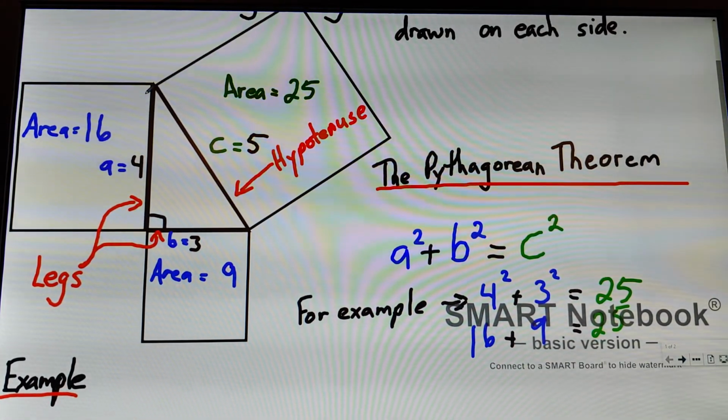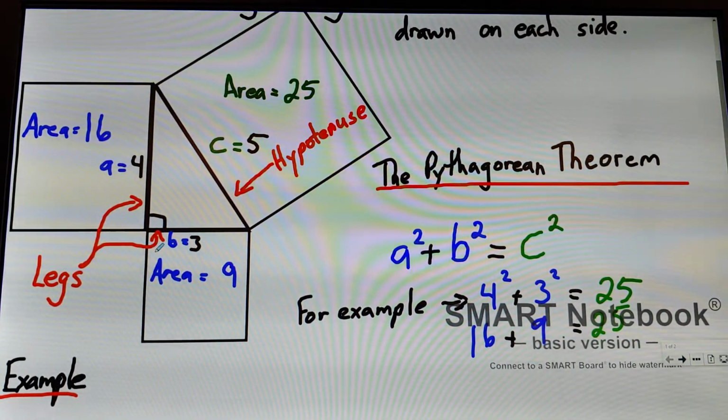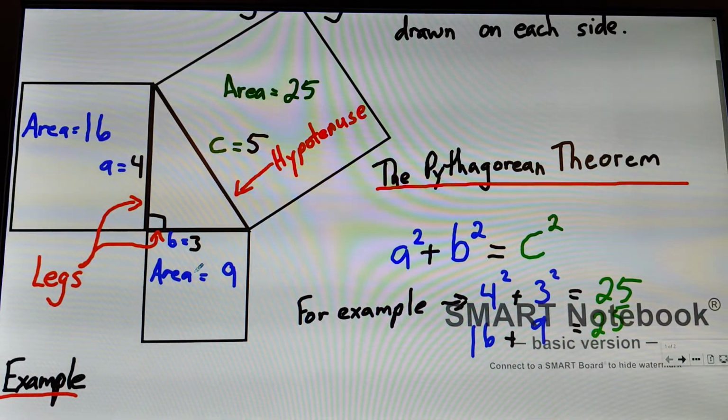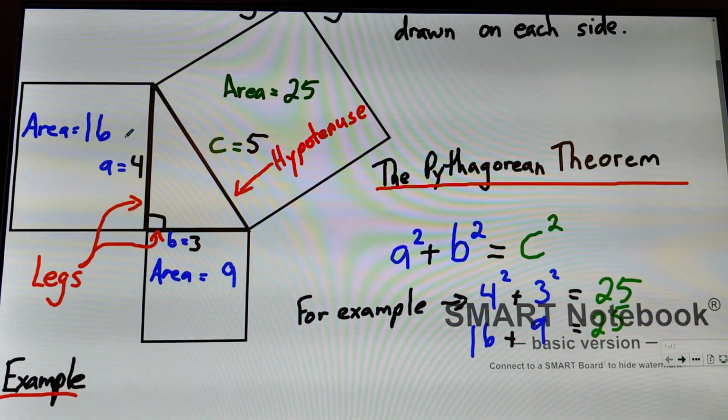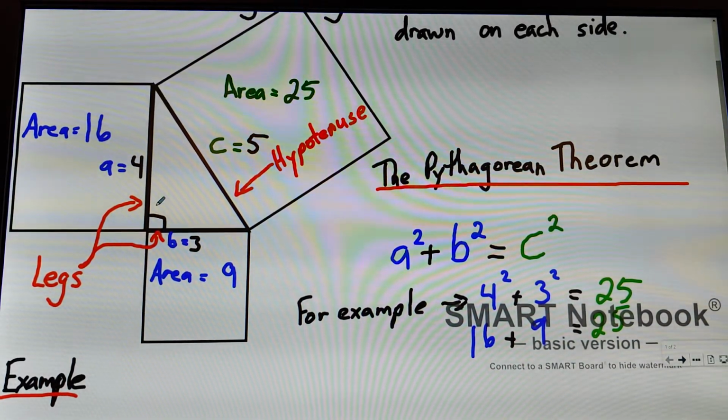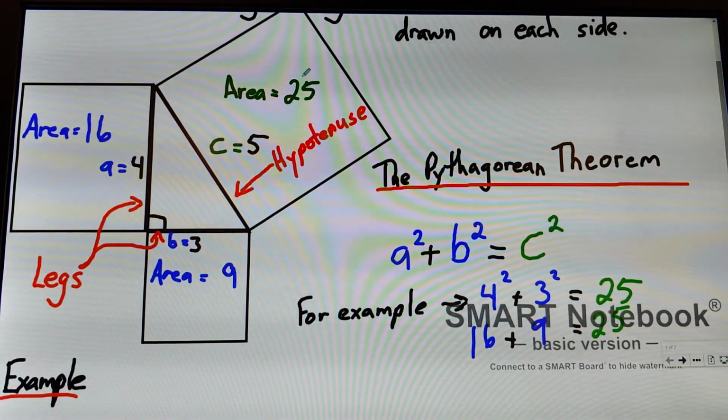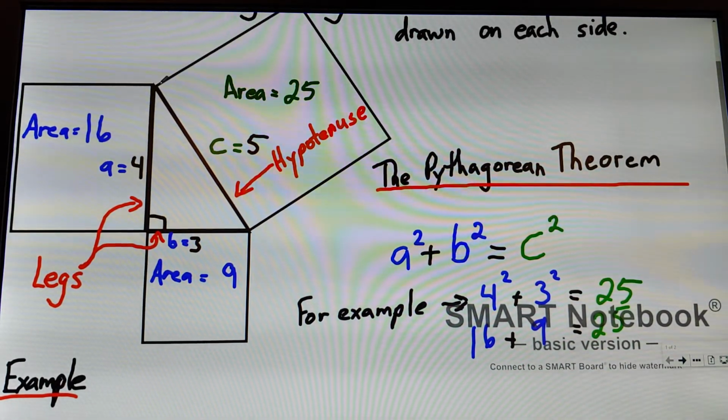So with this one, this length is 4. So that area is 16. This length is 3. That area is 9. 4 times 4 is 16. 3 times 3 is 9. And then 16 and 9 gives you an area of 25. And this has a side length of 5.